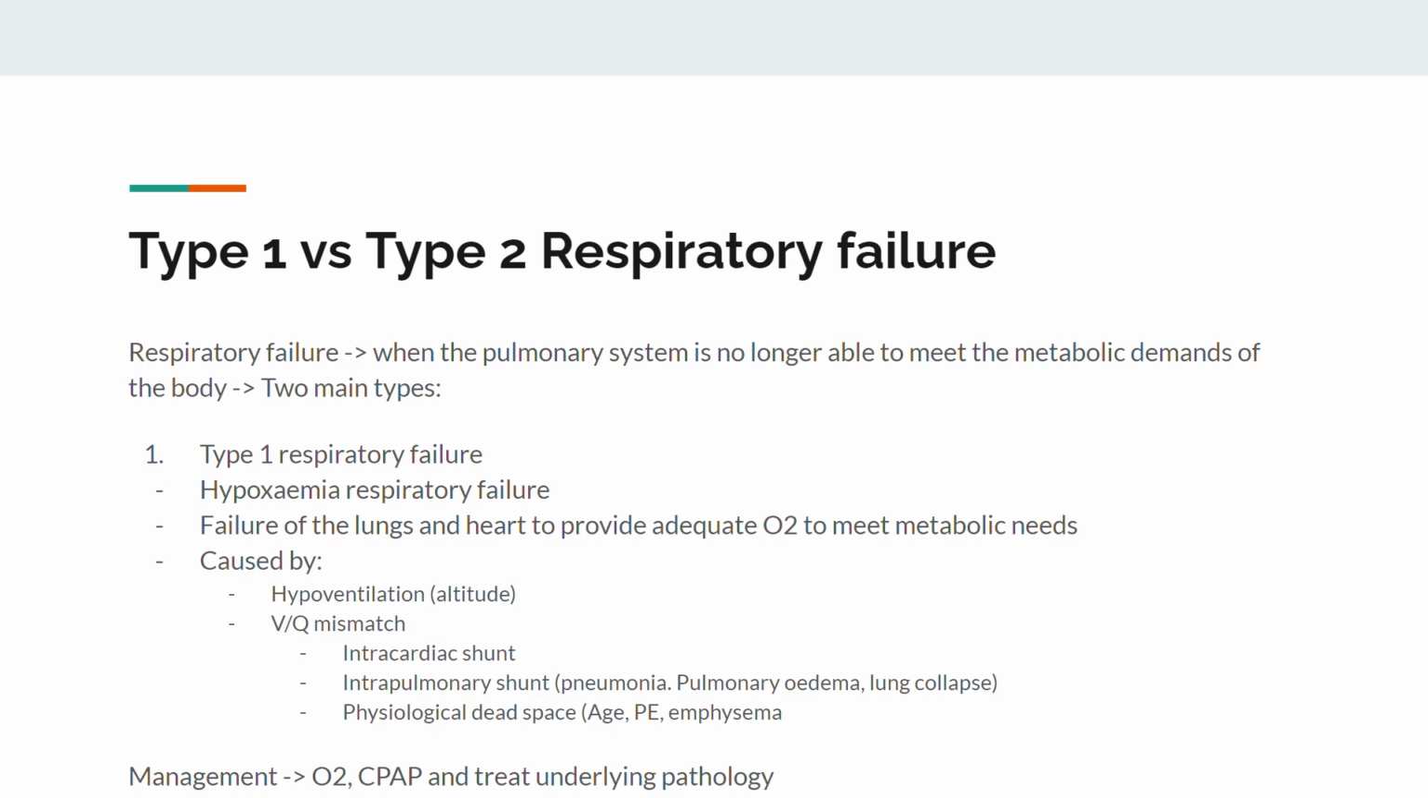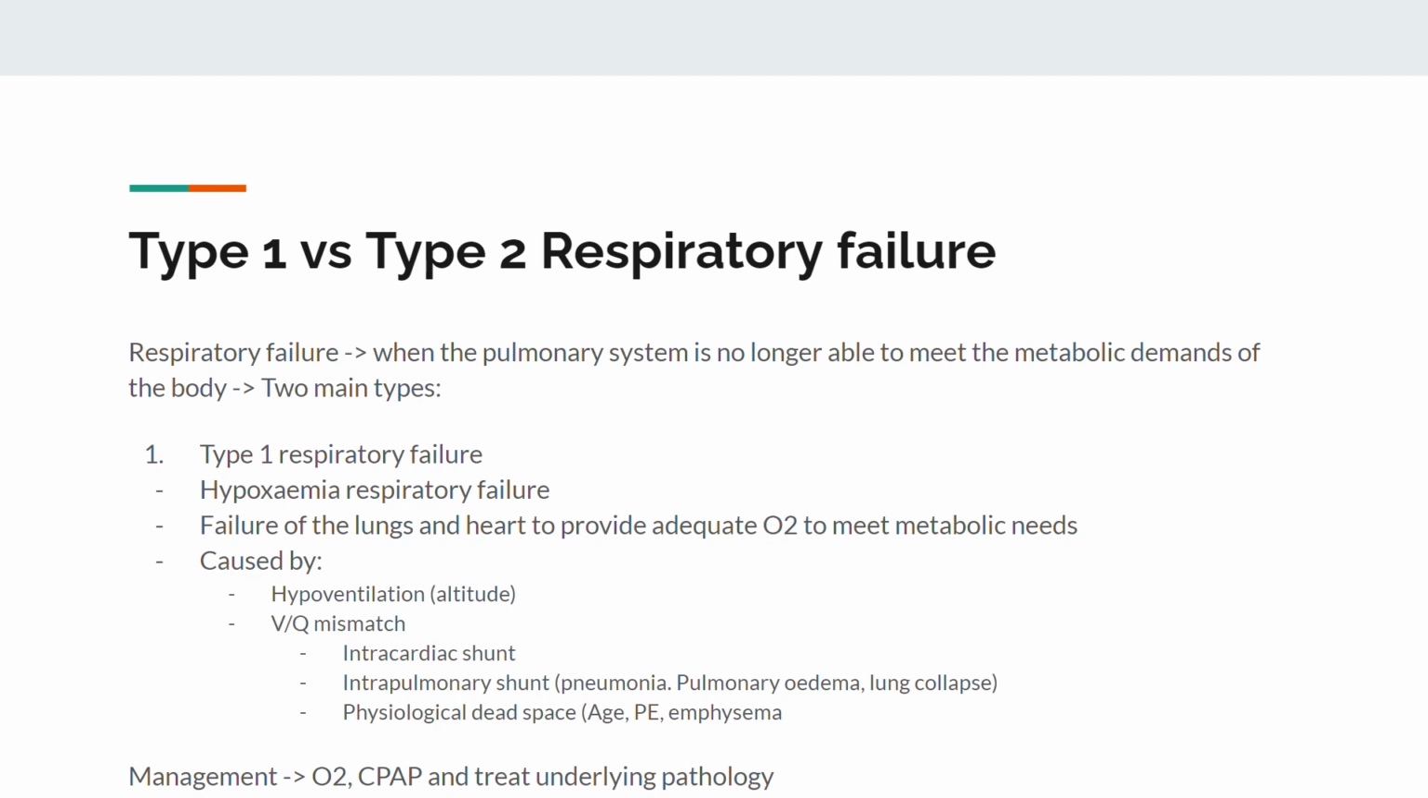There's type 1 respiratory failure. This is hypoxemic respiratory failure. It's the failure of the lungs to provide adequate oxygen for metabolic demands. Now, this is mostly caused by hypoventilation, if you're at altitude for example, or a VQ mismatch, which we've just talked about, so anything that causes an intrapulmonary shunt or a physiological dead space is potentially going to cause a type 1 respiratory failure. The management here is supplementation with oxygen, mechanical ventilation such as CPAP, and obviously you want to treat the underlying pathology.